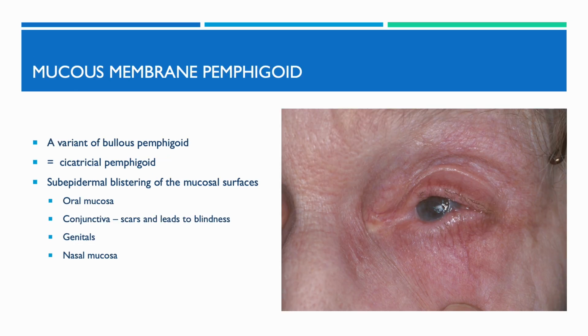So just returning to the pemphigoid group of conditions, there is a condition called mucous membrane bullous pemphigoid. This is also known as cicatricial pemphigoid. Cicatricial means scarring, so it produces subepidermal blistering of the mucosal surfaces in the mouth, genitals, nasal mucosa, and most importantly the conjunctiva. This elderly lady has symblepharon, that's fusion of the edges of her eyelids. There is also opacity and scarring of her conjunctiva. If left untreated, this can lead to blindness.